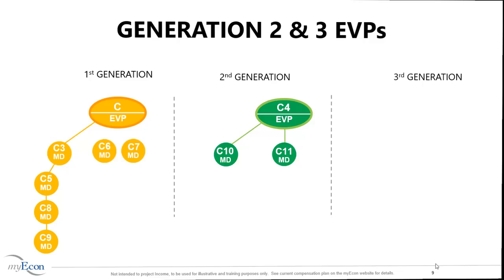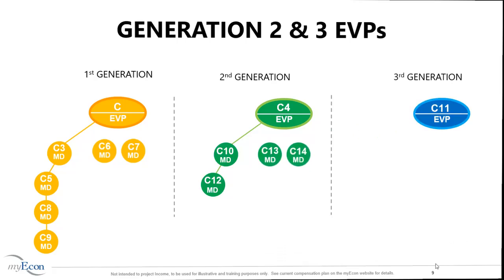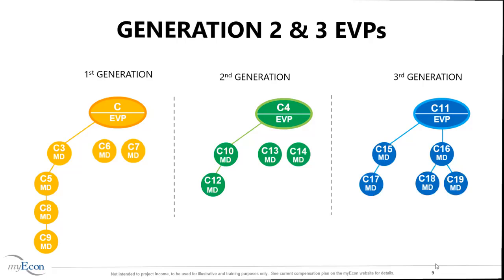You are receiving generational override payouts on the marketing directors entering into C4's organization. Again, in order for a marketing director to leave C4's base shop, that marketing director must be promoted to executive vice president by personally sponsoring 2 marketing directors. C11 does that by personally sponsoring C13 and C14. Now C11 is promoted to executive vice president and becomes C4's first generation EVP, C's second generation EVP, and your third generation EVP. C11's base shop organization starts growing. You are receiving generational override payouts on the marketing directors entering into C11's organization.